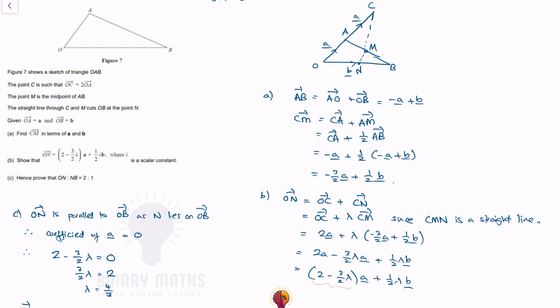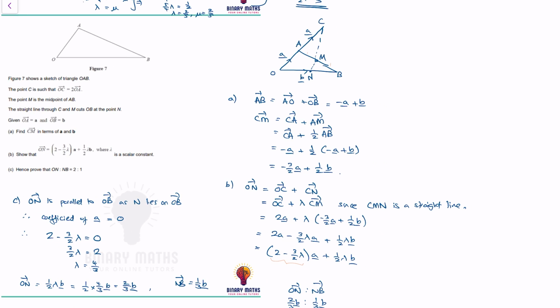So O to N will be equal to half lambda B, which is equal to half times 4 over 3 times B, which is equal to 2/3 of B. So O to N is equal to 2/3 of B, which means if this is 2/3 of B, then N to B must be equal to 1/3 of B, since it has to add up to give you B. So O to N to N to B is equal to 2/3 B to 1/3 B, which is the same thing as 2 to 1, which is what we're trying to prove.